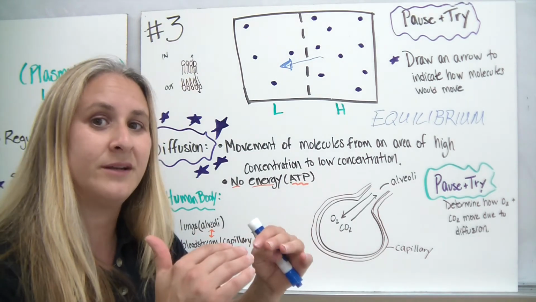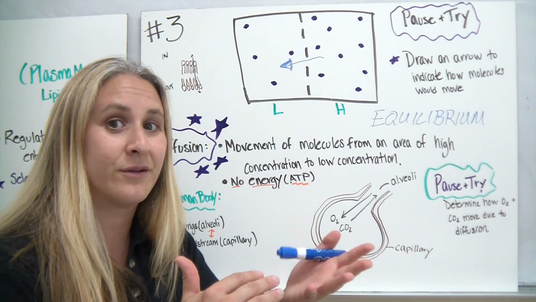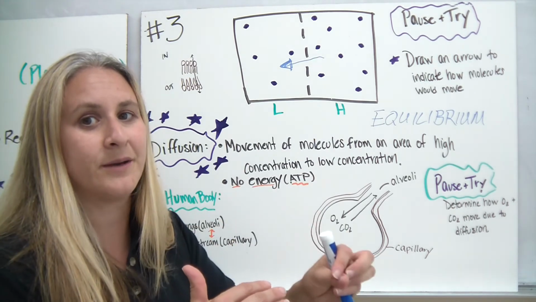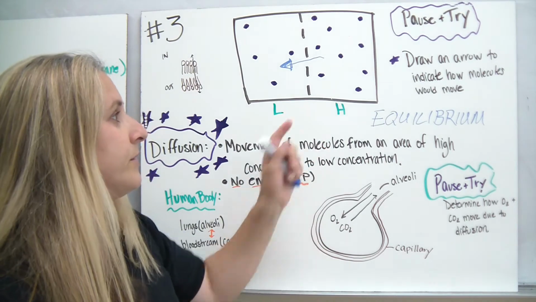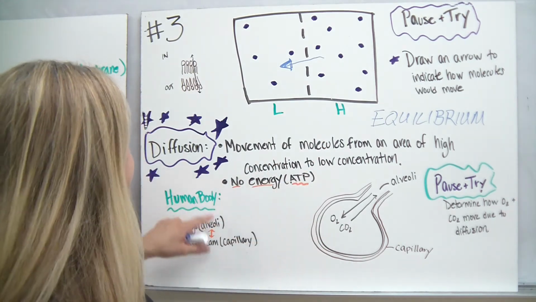It might change a little bit. One might go in, one might go out. 3 might go in, and 3 may come out. But essentially it wants to move towards what we call an equilibrium or a balance.